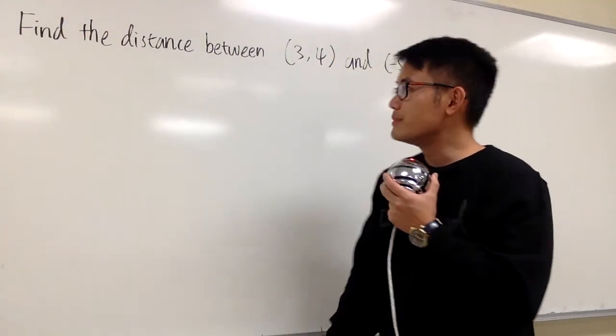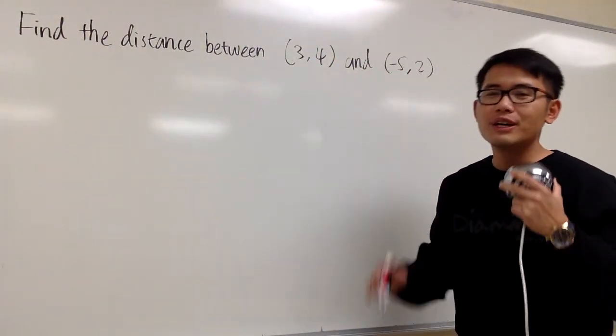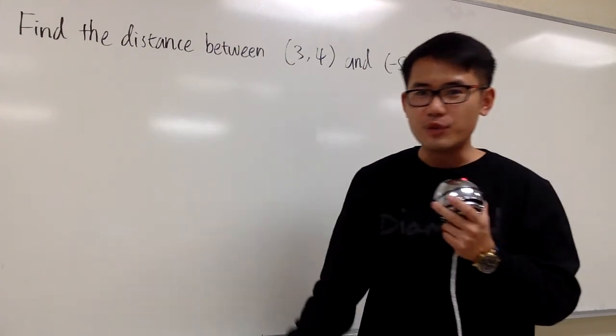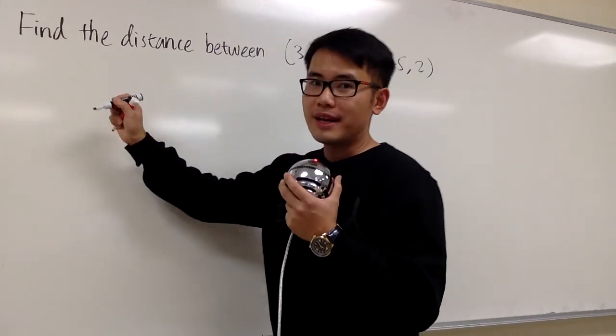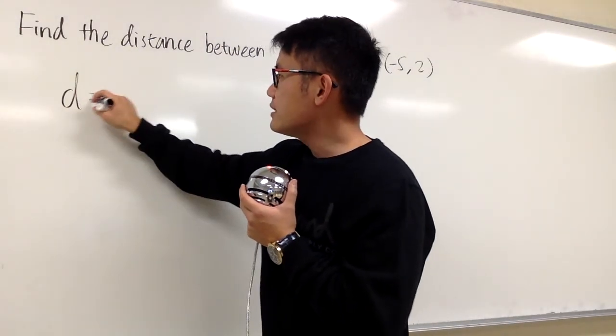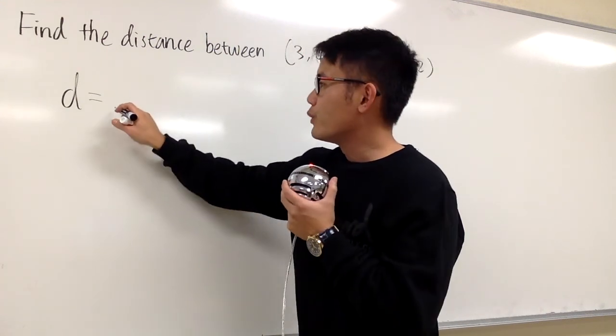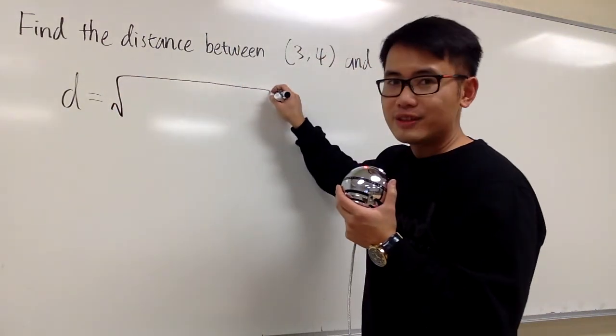Okay, we're going to find the distance between these 2 points. And of course, to find the distance, we have to use the distance formula. Let me write it down right here for you guys. I'll use d for the distance, and this is equal to, we open a big square root first, right?